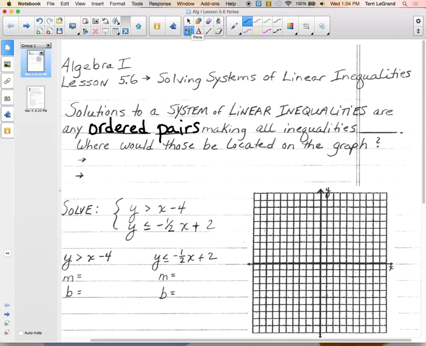Any ordered pairs are considered solutions to the system if it makes all the inequalities true. It's going to make all of them true. You can't just satisfy one or the other. It has to satisfy all of the linear inequalities in the system.